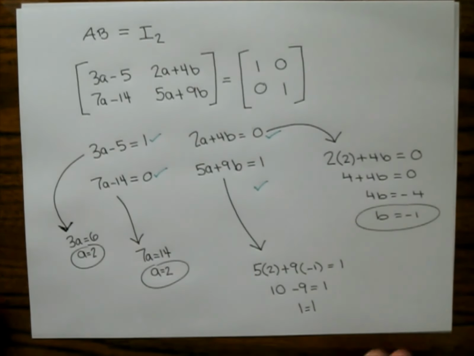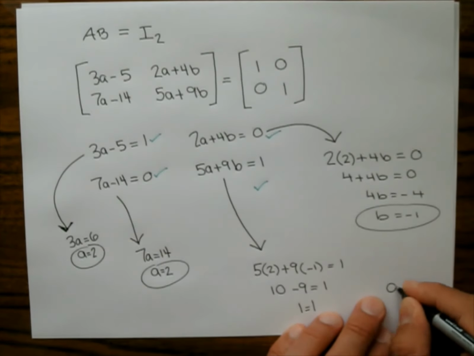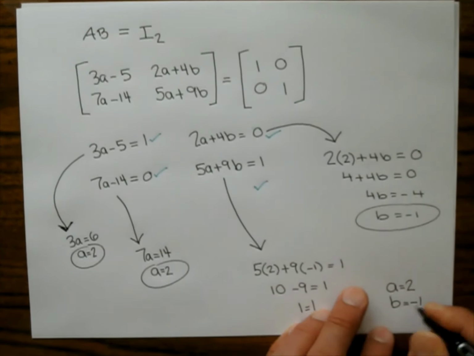So the answer, where they ask us to determine the values of A and B such that AB equals the identity, we would say A is 2, B is negative 1.